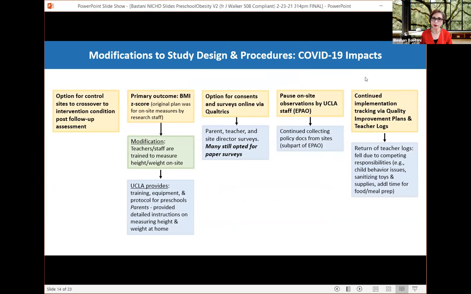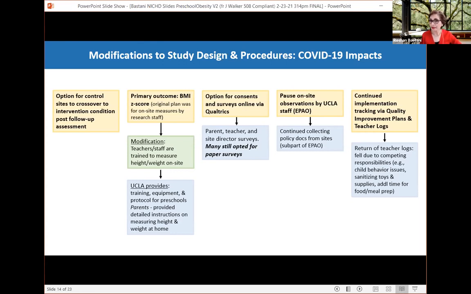Here are just a few examples of what we had to change. The first one here on the left side is we allowed the option for control sites to cross over to the intervention condition post follow-up. The second one is major. Our primary outcome was BMI Z-score. Our research staff were going into the preschool to measure height and weight to keep the research component separate from the intervention. During COVID, of course, we couldn't do that.